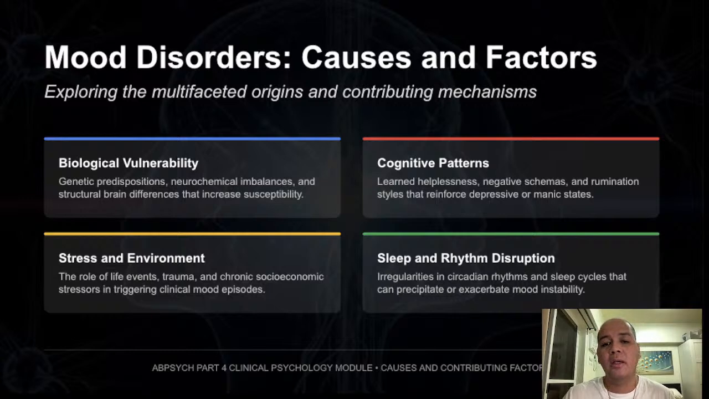This is why the question is not usually what is the one cause. A better question is what factors are interacting here. What made this person vulnerable, and what triggered the current episode, and what keeps it going. So that is the key point. Mood disorders are usually not random. They often emerge from a combination of vulnerability, stress, and other maintaining factors.